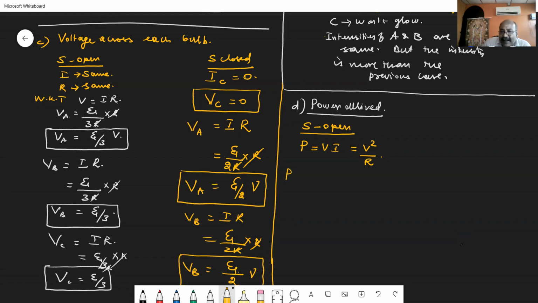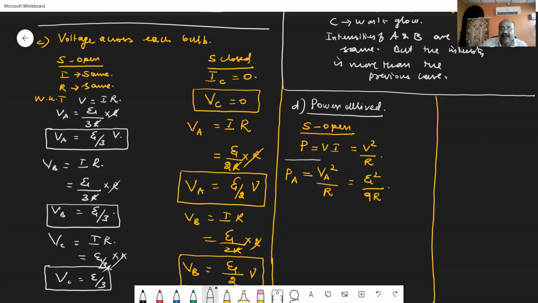Now, what is the power delivered by A when the key S is open? It is the potential across A, the whole square, divided by R. Here I have calculated the voltage across A as E by 3 volts. When squaring it, I can write E square divided by 9 multiplied by R. This gives the power delivered across bulb A.